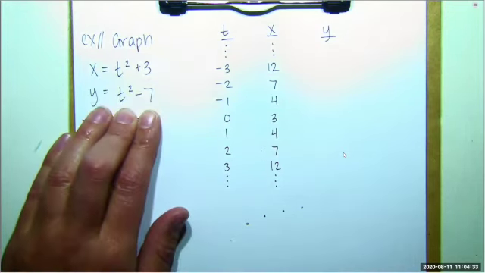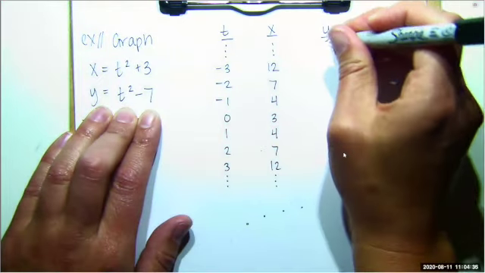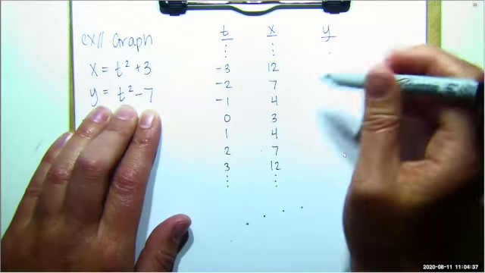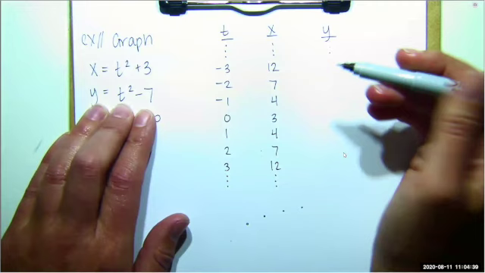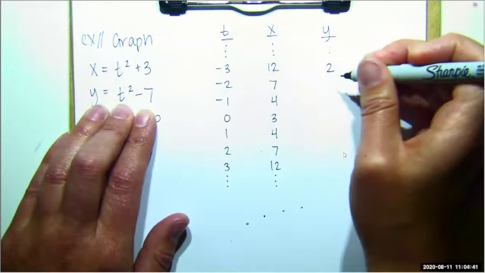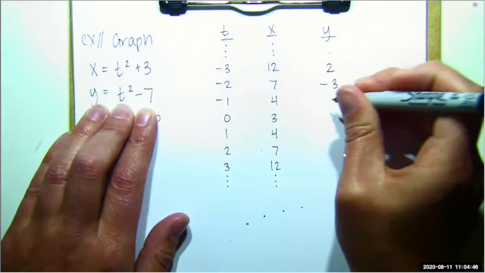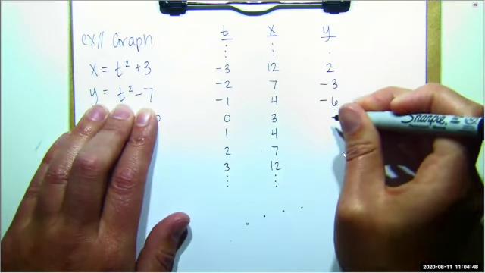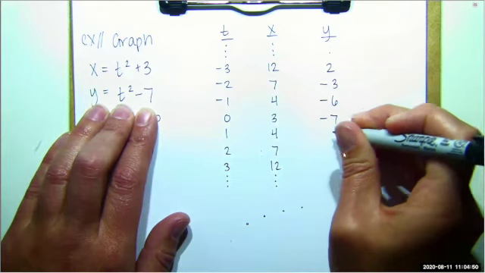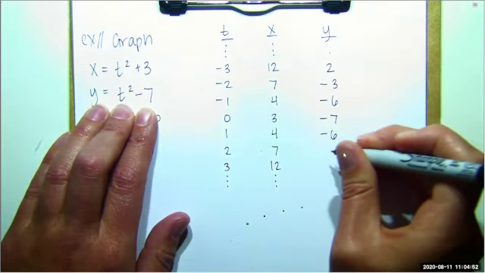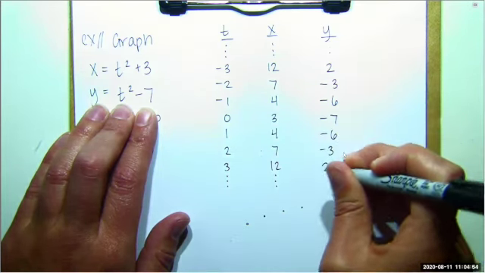Next thing I want to do is fill in my values for y. So when t is negative 3, I'd get 9 minus 7, that's 2. When t is negative 2, 4 minus 7, that's negative 3. Then negative 6, negative 7, negative 6, negative 3, and 2.